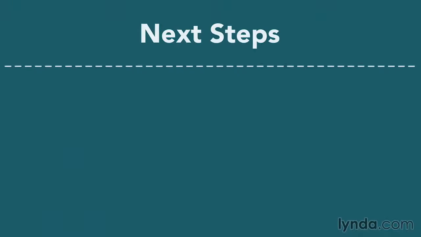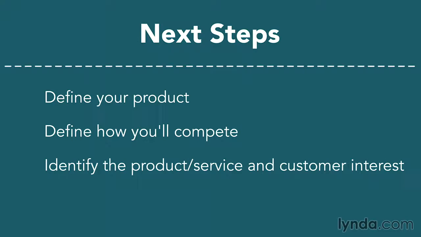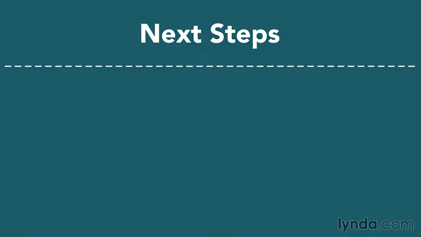Once you've gone through all the steps of business planning, your next steps are reasonably clear. Define your product and how you're going to compete. Clearly spell out what the market is. What's the service, and why are your customers interested in it? Explain your go-to-market strategy. How are you going to sell? How are you going to build your brand?